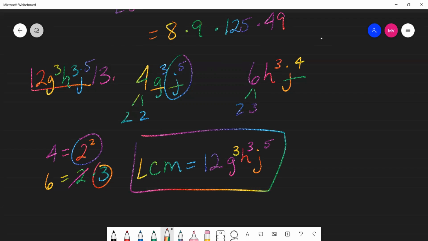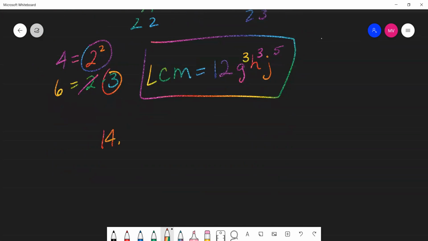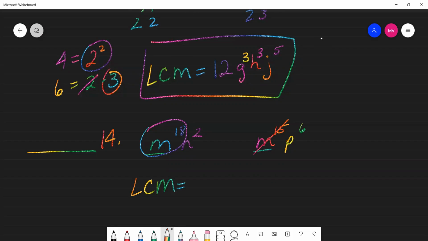Done. Okay. Number 14. So for number 14, no coefficients. Yay. So let's go ahead and just compare our terms here. We have m to the 18th n squared, and we have m to the 15th p to the 6th. All right, so we do have m in both, so use the one with the larger exponent. So m to the 18th is going in our least common multiple.